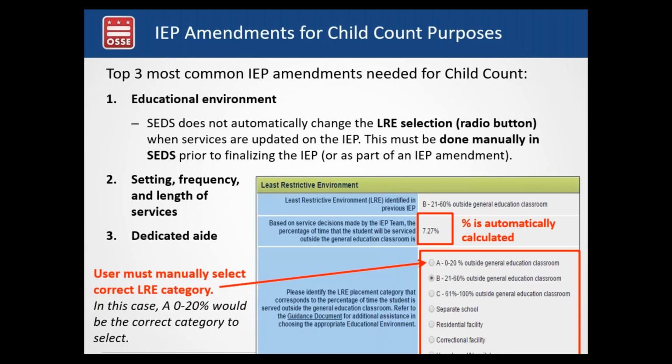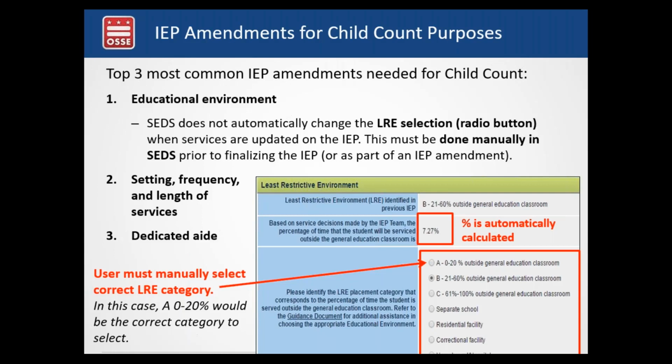Next, we want to talk just a little bit about those amendments for child count purposes. And we talked about some of the common errors. Here are the top 3 common IEP amendments that are needed. Educational environment, where SEDS does not automatically change the LRE selection, which is a radio button, when services are updated on the IEP. So this must be done manually, and it's often an area where people make a mistake.